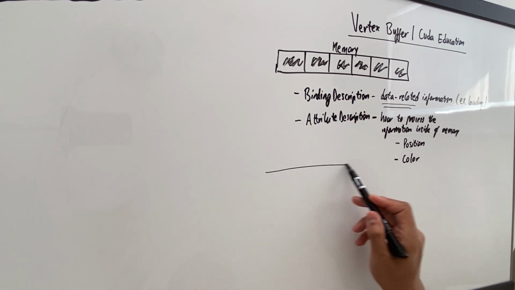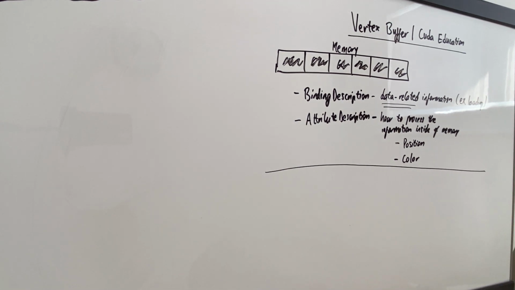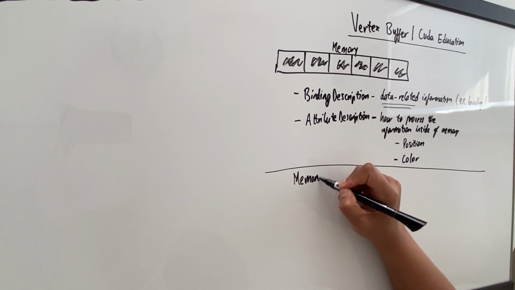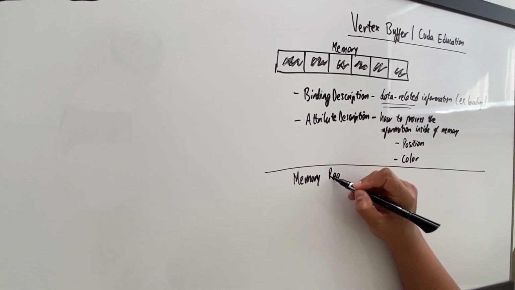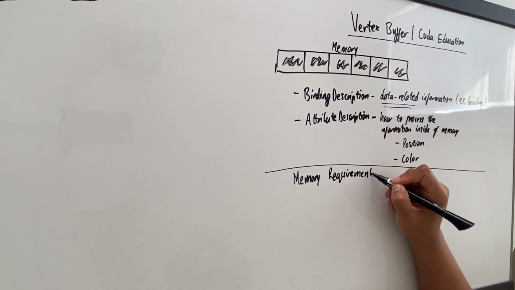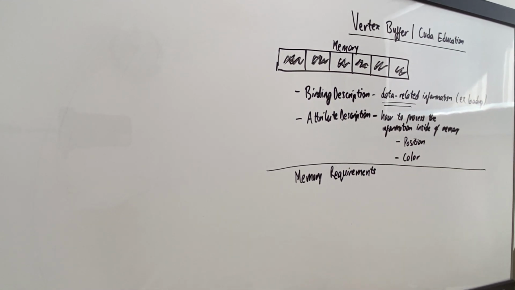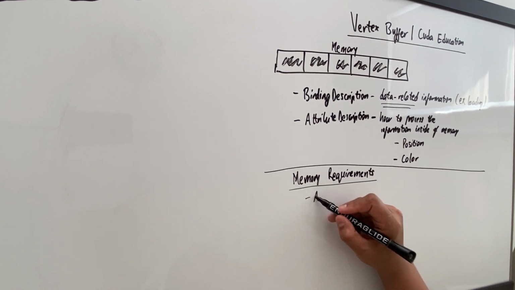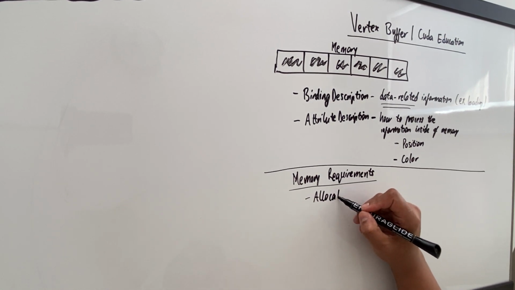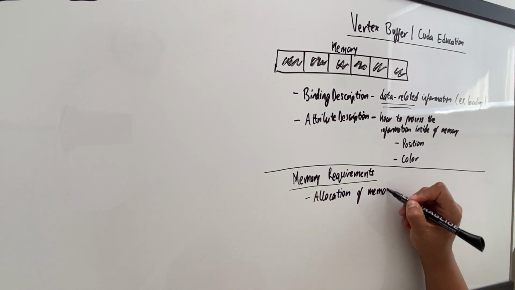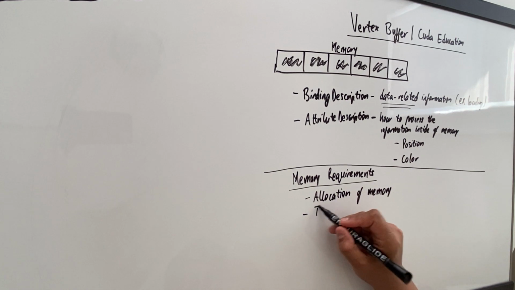There is also another piece of conversation. This one we're going to call memory requirements. Okay. Now, memory requirements is simply dealing with, for example, allocation of memory, right? And type of memory.